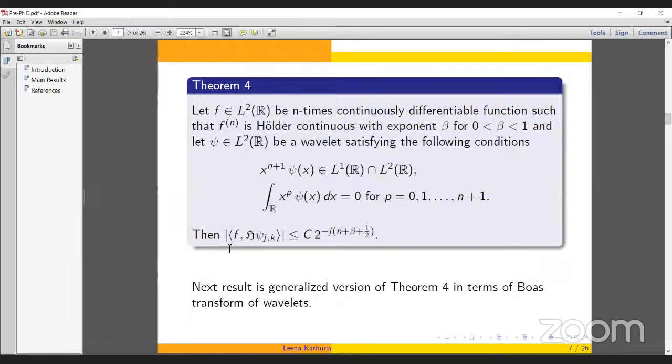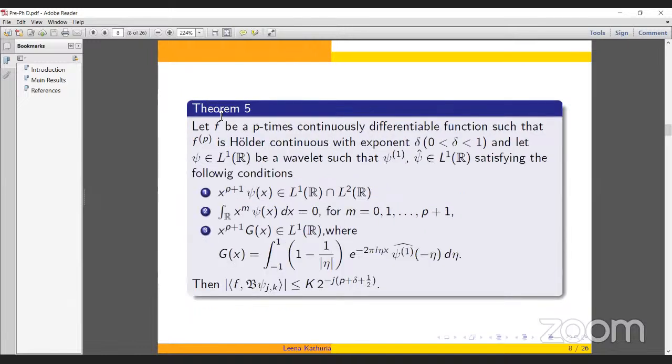Then the modulus of the inner product of f with the Hilbert transform of xi j k is less than or equal to this value. So we have generalized this Theorem 4 in terms of the Bose transform of wavelets, and this is the result, Theorem 5, which states that if f is a p times continuously differentiable function and its pth derivative is Holder continuous, and if it satisfies the following three conditions, then the modulus of the inner product of f with the Bose transform of psi j k is less than this constant.